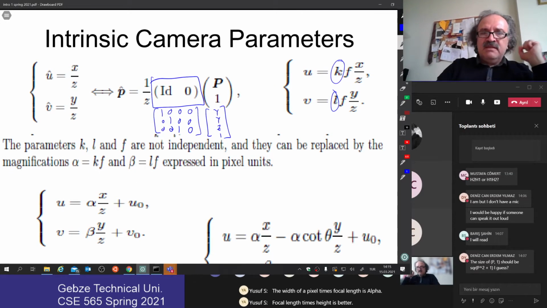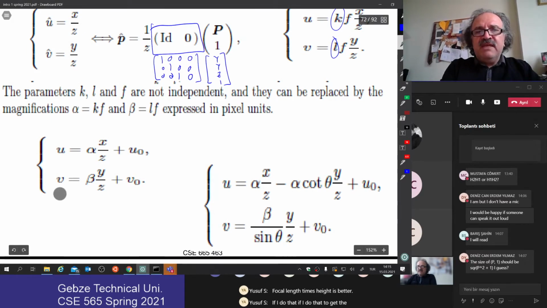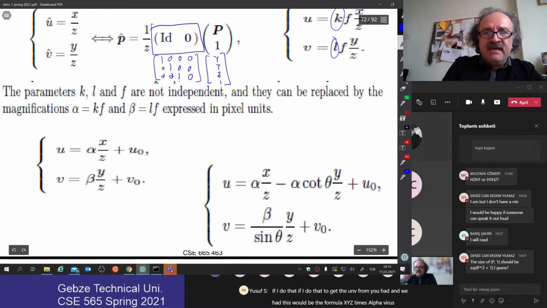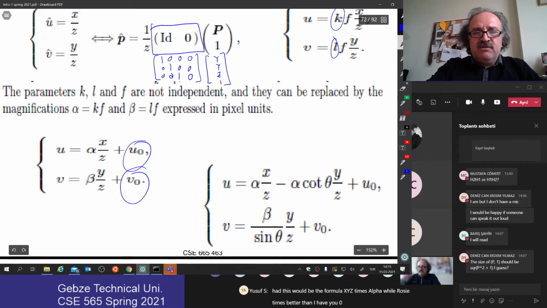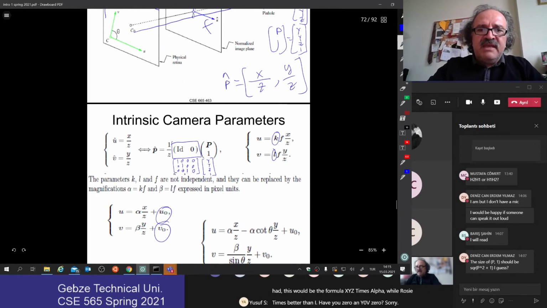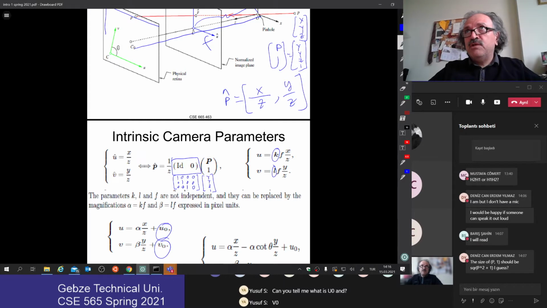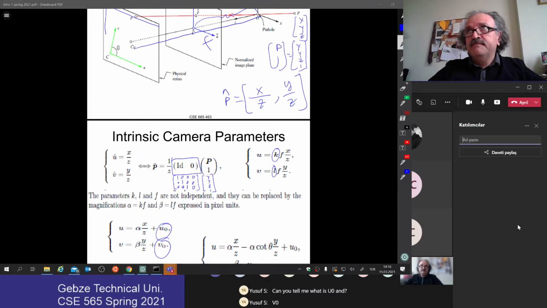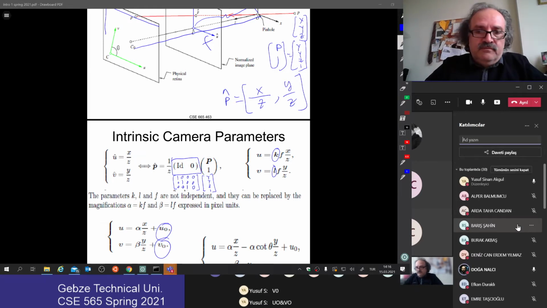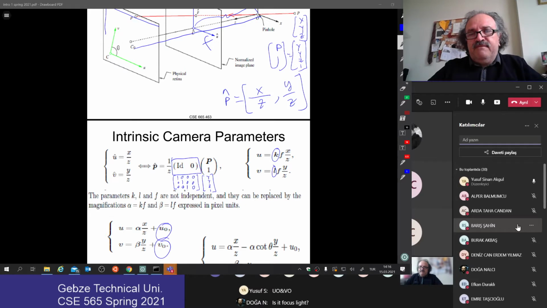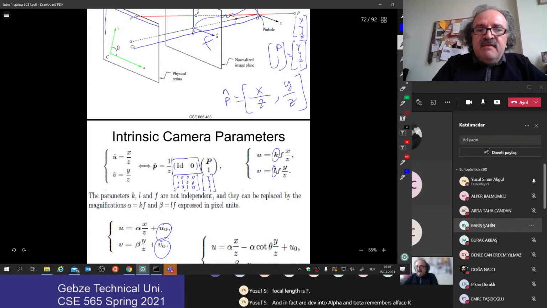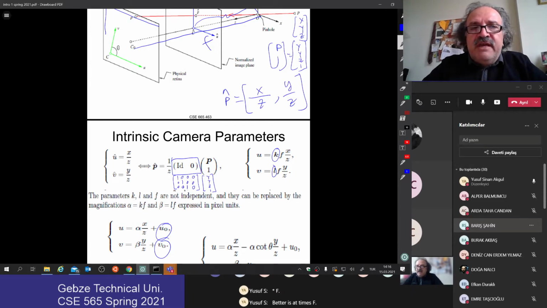If I do that, to get U and V from U hat and V hat, this would be the formula: X over Z times alpha, Y over Z times beta, then I have U0 and V0. Can you tell me what U0 and V0 are? Is it focal length? Focal length is F, and we factored F into alpha and beta. Remember, alpha is K times F, beta is L times F. What is U0 and V0?